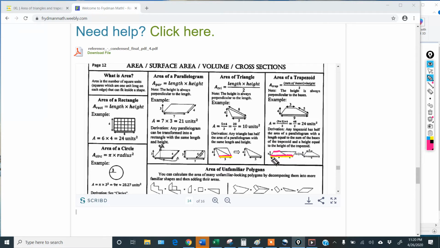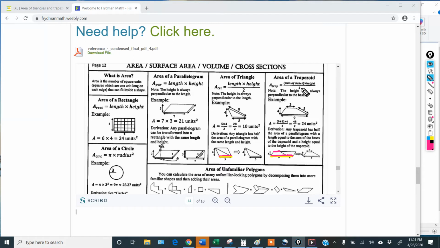So when we add the two bases together, then we get the base of the parallelogram. So the area of the parallelogram would be the sum of the two bases of the trapezoid times the height, which is the same for the parallelogram and the trapezoid, divided by 2.